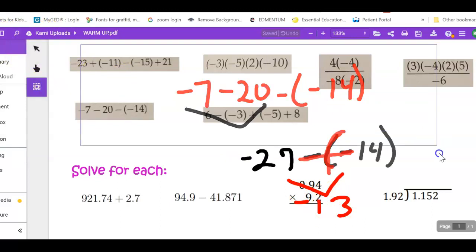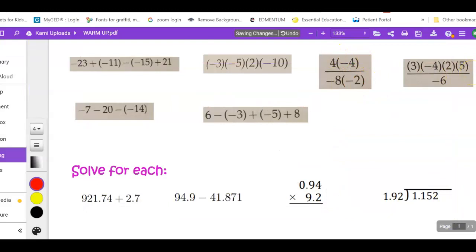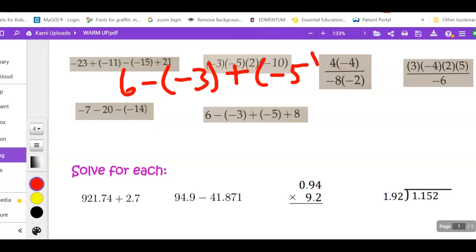A negative plus a positive, subtract, keep the sign of the larger digit. One more of the integer practice here. This time I have 6 minus negative 3 plus negative 5 plus 8. Now again, remember, this is not order of operations. This is just integers.